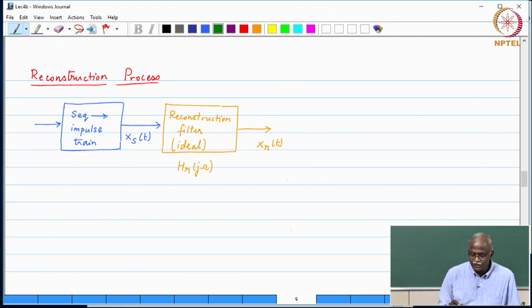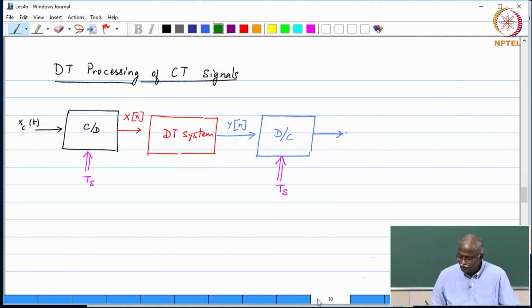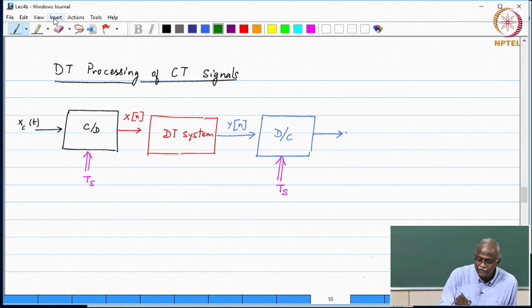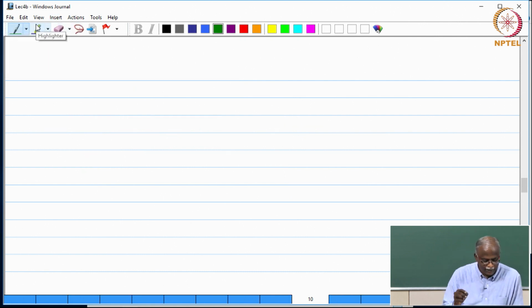So, the reconstruction process: I have an impulse train which becomes xs of t, multiplied by the reconstruction filter hr of j omega, giving xr of t. Now, I want to also at this stage look at some of the practical elements of the reconstruction process. So, let's take a quick look at some of the aspects.